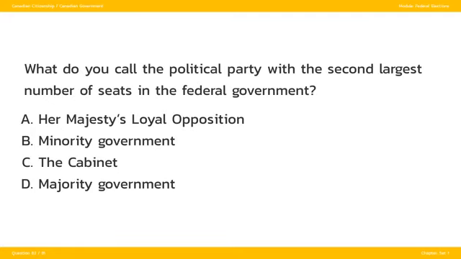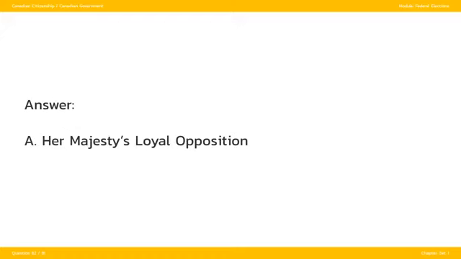What do you call the political party with the second largest number of seats in the federal government? A. Her Majesty's Loyal Opposition. B. Minority Government. C. The Cabinet. D. Majority Government. The answer is A. Her Majesty's Loyal Opposition.